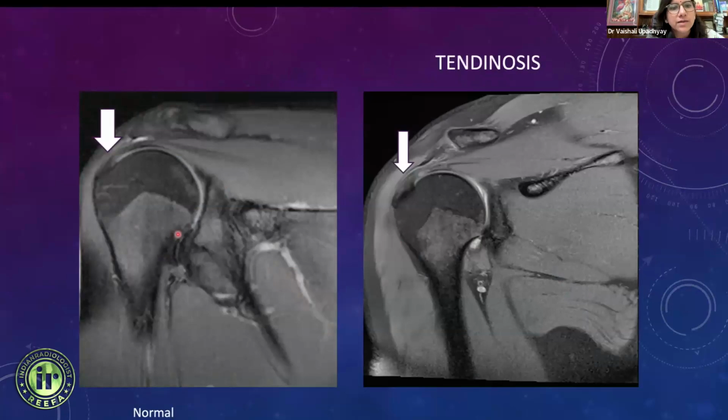Now, if you see the image on the left, you'll see a nice, good-looking tendon, homogeneously dark. When you see this, here the tendon looks mildly thickened, but there is nothing to show a fluid signal in the tendon, which would have indicated a tear. So it is just mildly thickened and non-homogeneous. So this is a tendinosis.